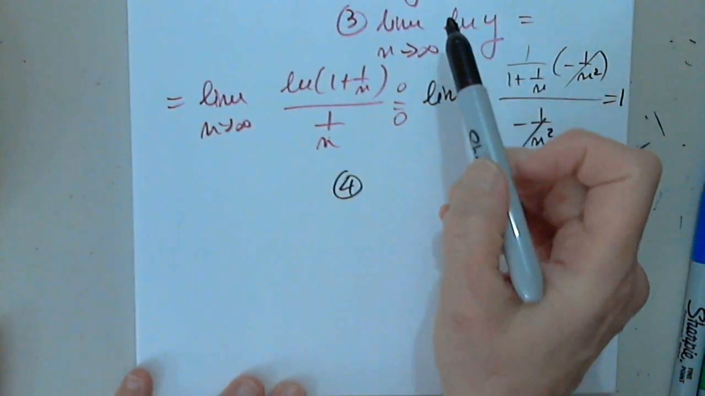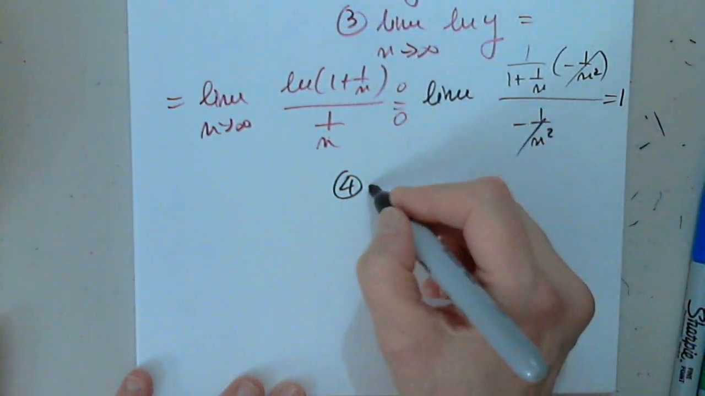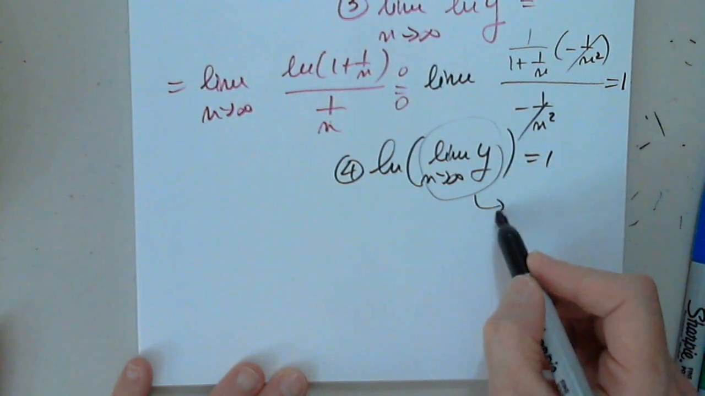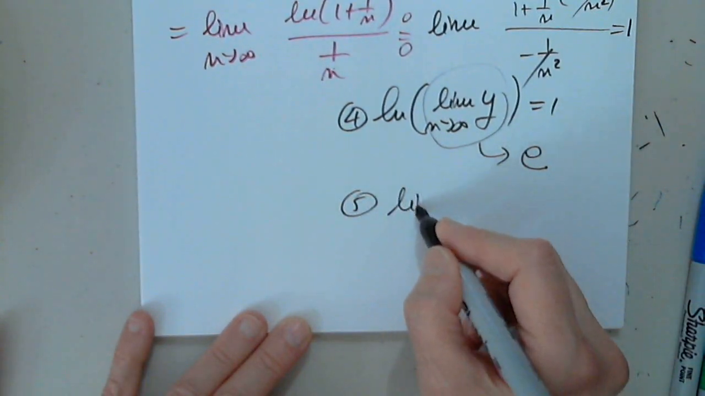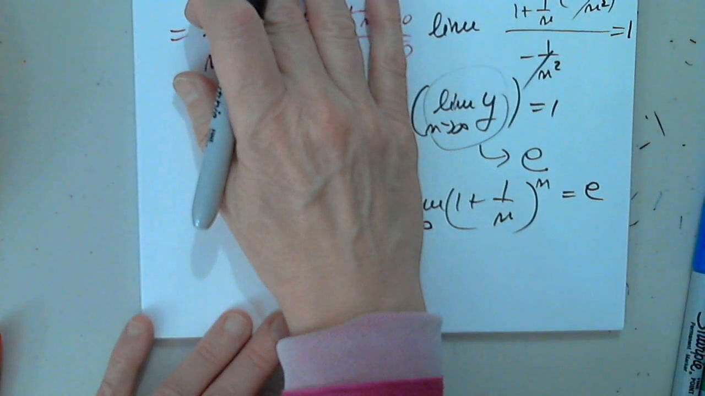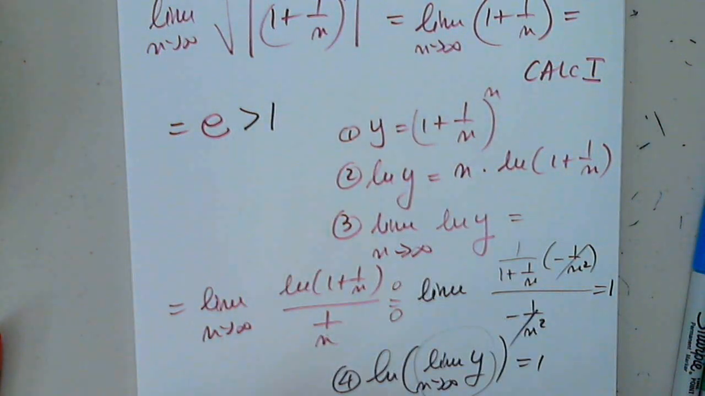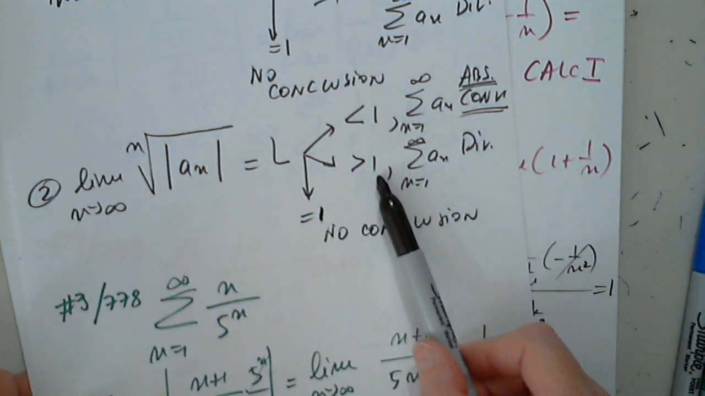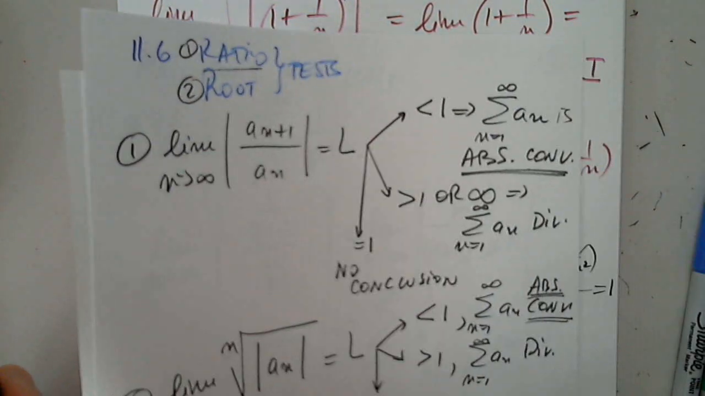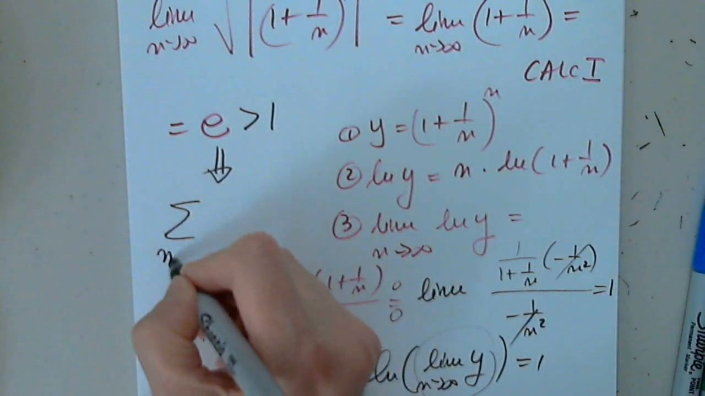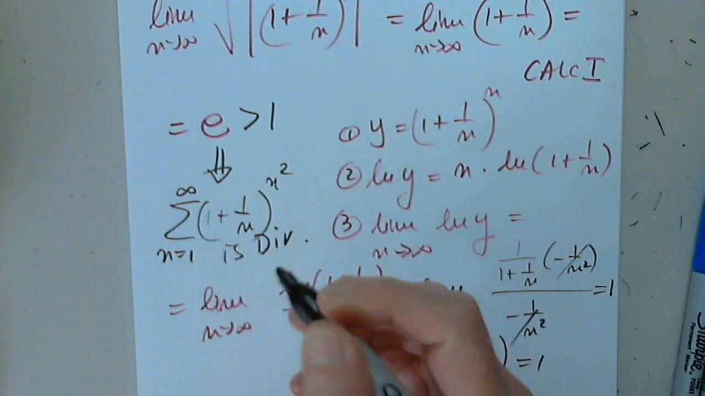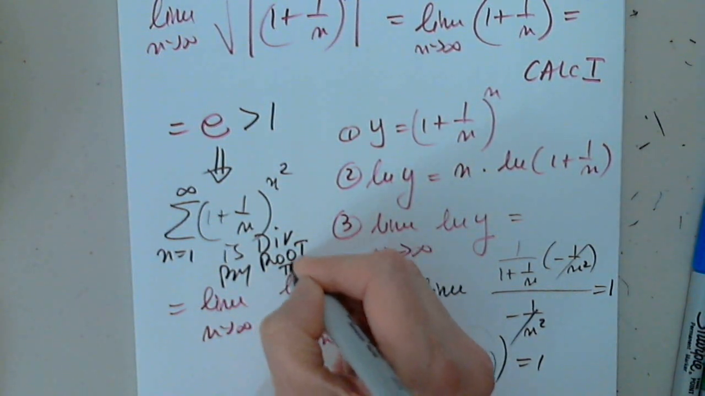So in step 4, we start with the beginning and swap the two operators. Natural log of the limit of y as n approaches infinity is 1, which makes this e. So finally, the limit of (1 plus 1 over n) raised to power n is e when n approaches infinity. That's how we got that. Since this is greater than 1, the original series is divergent. So from here, we conclude that the series from n equals 1 to infinity of (1 plus 1 over n) to n squared is divergent by the root test.